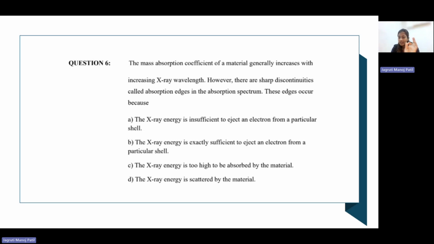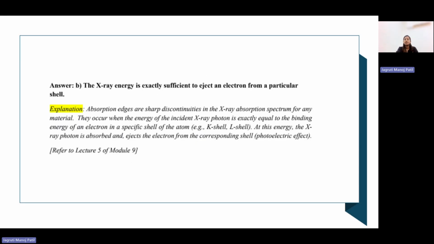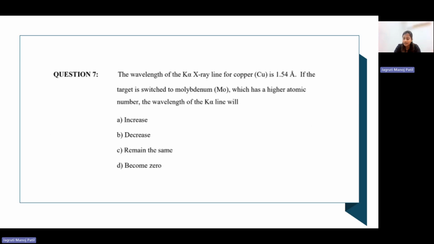What do the sharp discontinuities refer to? What happens when we have edges? So absorption edges are the sharp discontinuities for any material. They occur when the energy is exactly equal. That's when they hit it. And at this energy, the photon is being absorbed and later another electron is being ejected. So there's something called the photoelectric effect. Okay.